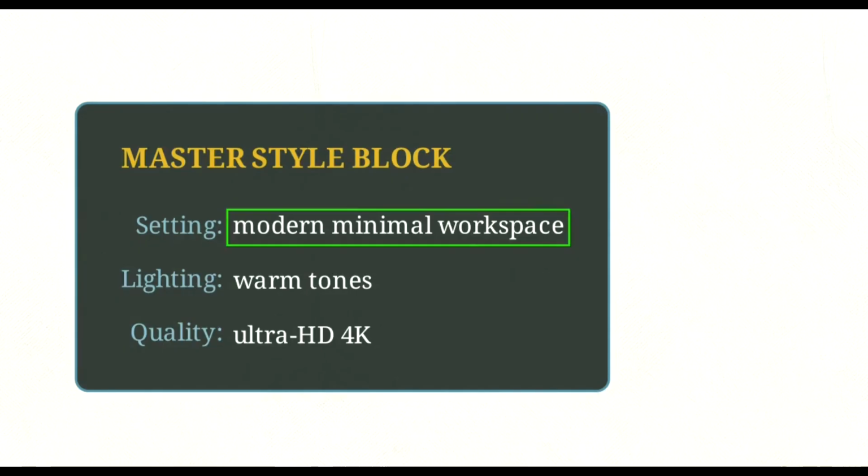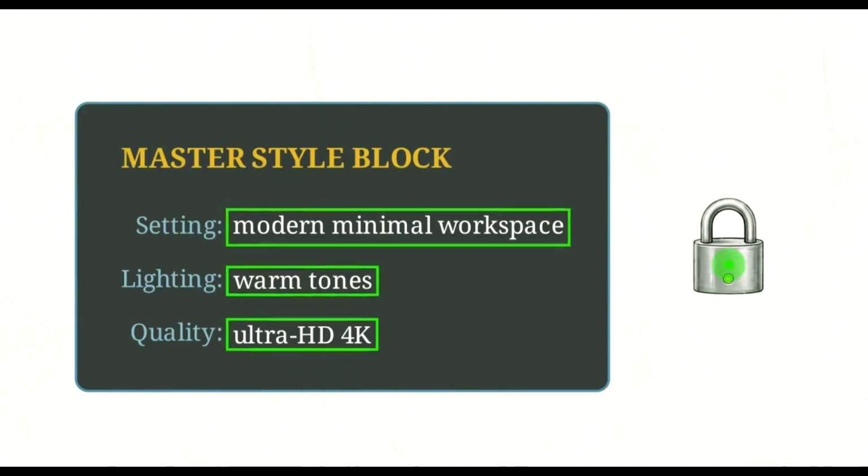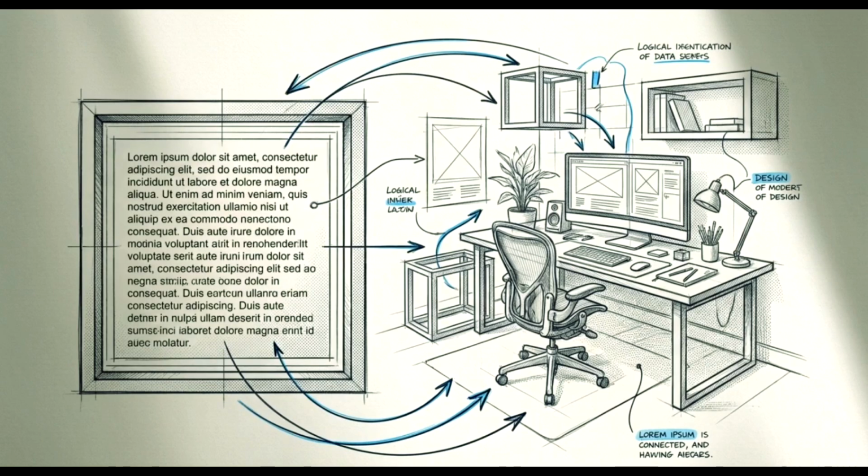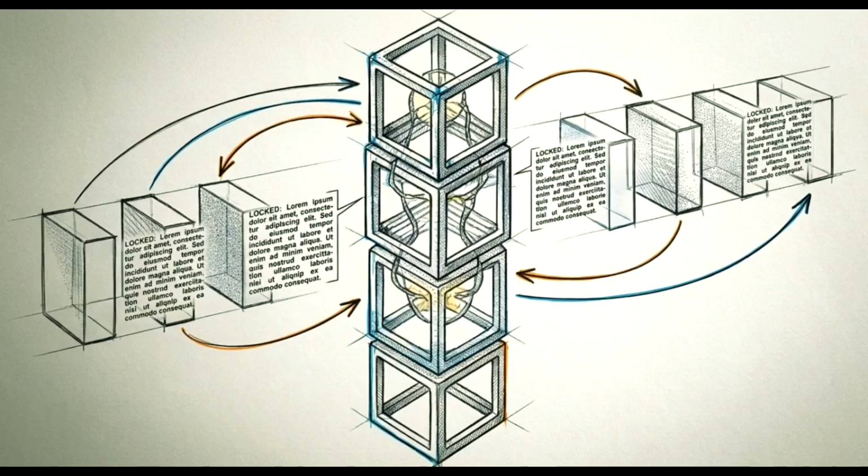We mandate the setting with modern minimal workspace, lighting with warm tones, and quality with Ultra HD 4K. Changing one descriptor, like swapping warm tones for neon, instantly breaks the continuity. By repeating these exact tokens in every single prompt, you force the AI generation engine to draw a rigid box around the visual parameters. Copying and pasting that exact master style block into all 5 prompts guides the algorithm into producing a single cohesive short film.